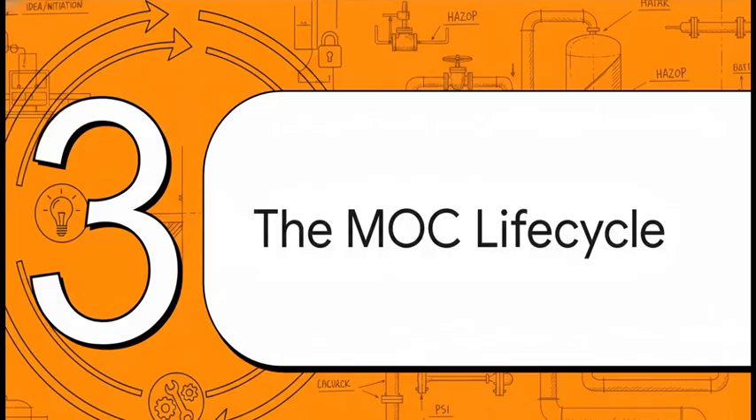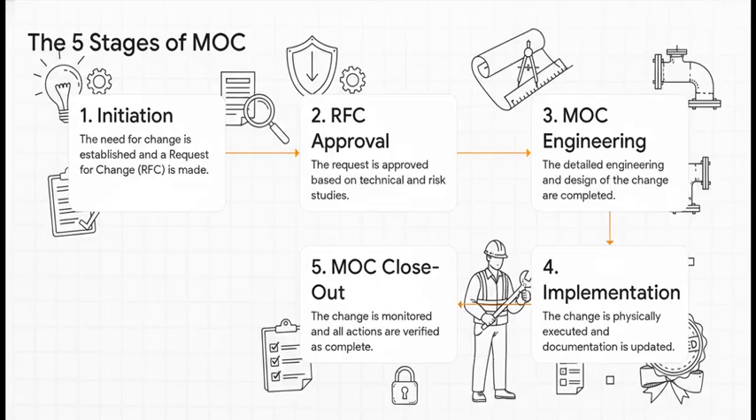Okay, so how does this actually work? How do you take an idea for a change and turn it into something that's real and, more importantly, safe? Let's walk through what we call the MOC life cycle. It's all built around this 5-stage process. It all kicks off with initiation. That's where someone identifies the need for a change. From there, it goes to approval, where the experts dig in and analyze the risks.